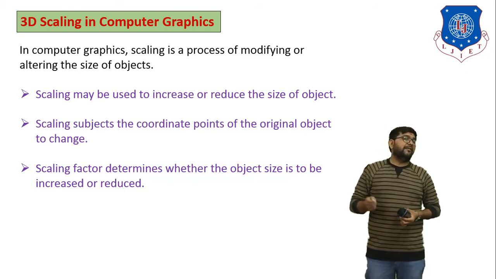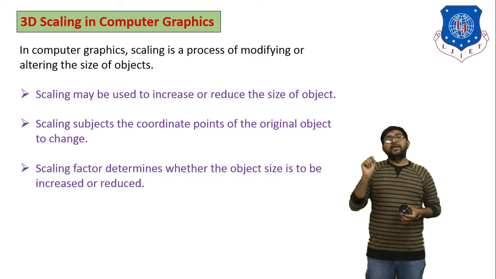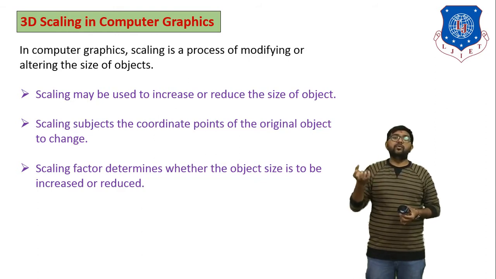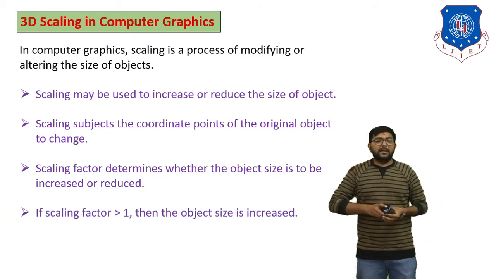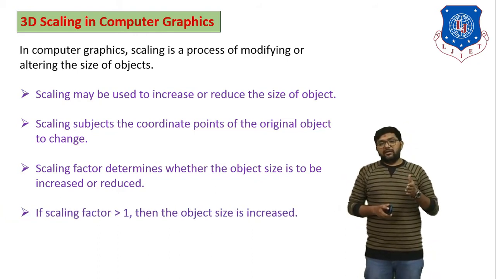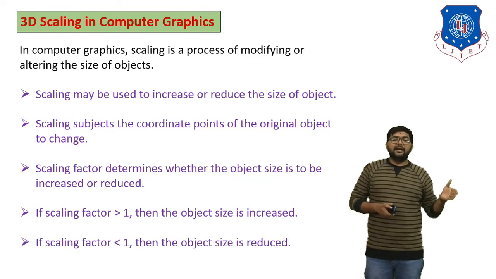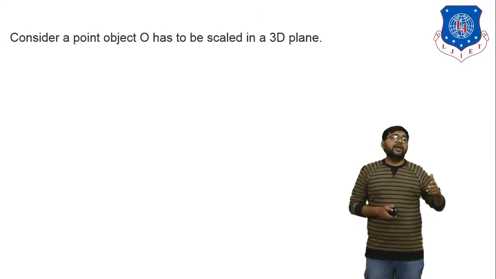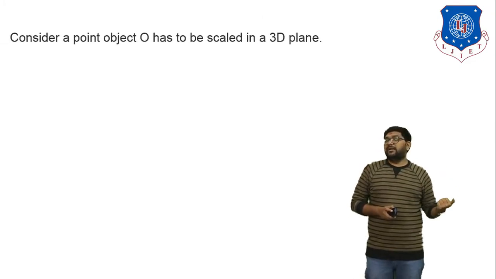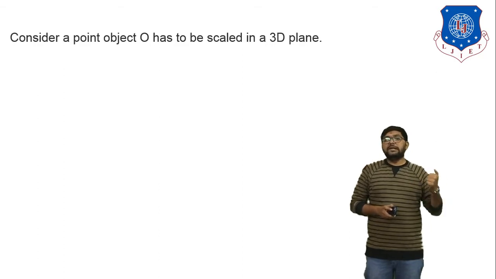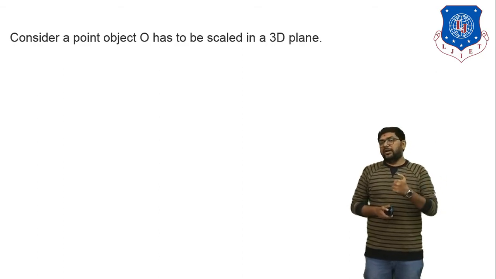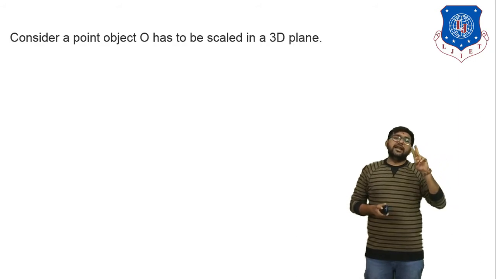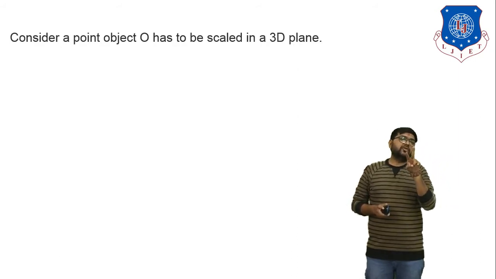If the value of the scaling factor is greater than 1, we increase the size of the object. If the scaling factor is less than 1, we reduce the size of the object. That is the simple fundamental of scaling. We already derived the equation of scaling in the two-dimensional plane: sx 0 0, 0 sy 0, and 0 0 1. In that case, we gave scaling in only two axes, the x coordinate and y coordinate.